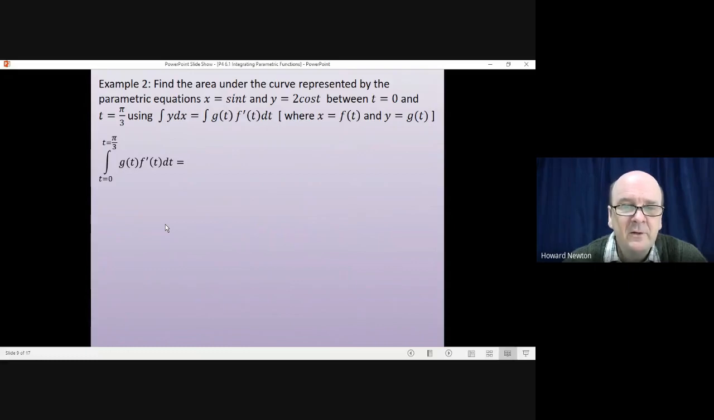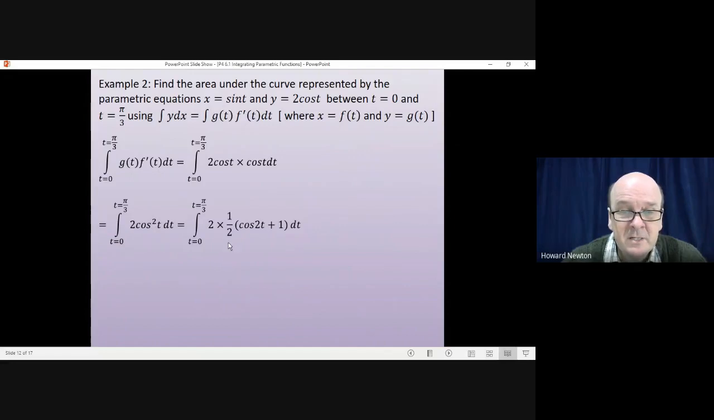Okay, let's have a look. So g of t in this question is 2 cos t. F dash t is the differential of sine t, which is cos t. That means we've got the integral of 2 cos squared t dt. Frequently, we have to integrate cos squared or sine squared. The method's always the same. We use the double angle formulae for cos t. So cos squared t is equal to a half into cos 2t plus 1. Tidying that up gives us cos 2t plus 1.